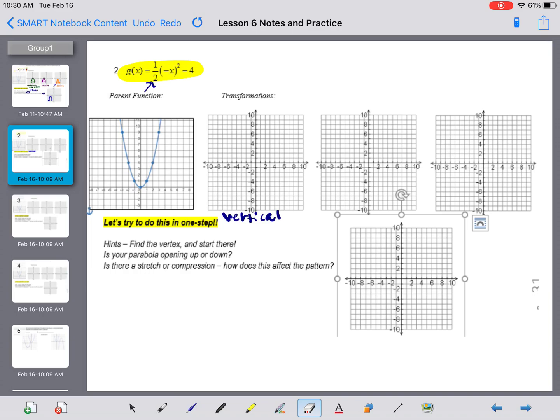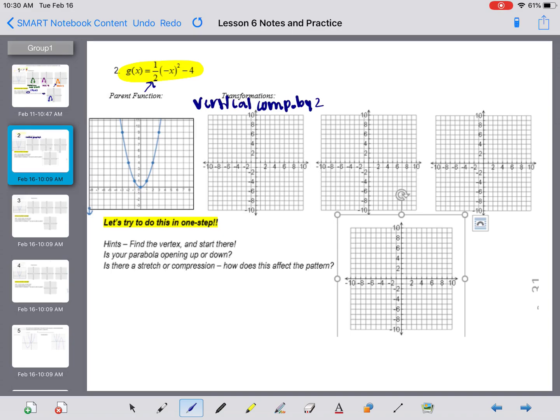compression. I think there might be more space for me to write it at the top. Vertical compression by 2. And please write out the word compression. I just ran out of room to put that, but we ask you not to abbreviate.